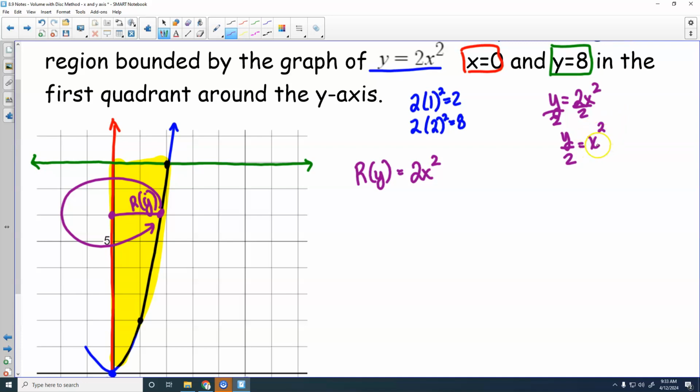Then what would I have to do? Square root both sides. So x is going to equal, technically it is plus or minus the square root of y over 2. But we're only using half of this parabola. That plus or minus is like the positive and the negative side of the parabola. This is going to be the positive part, so we want to use the positive. So our R of y is going to be the square root of y over 2.